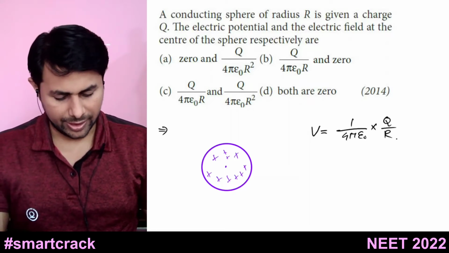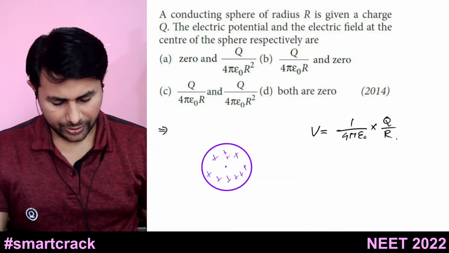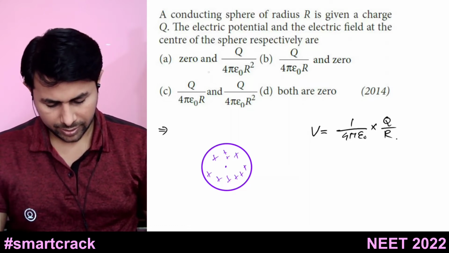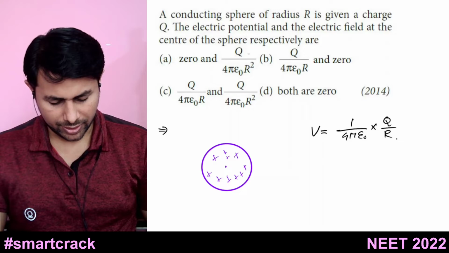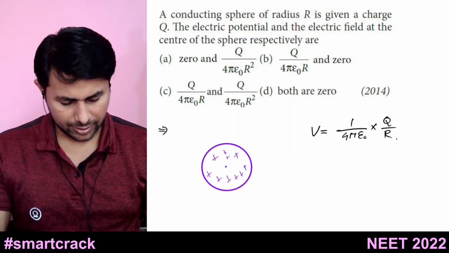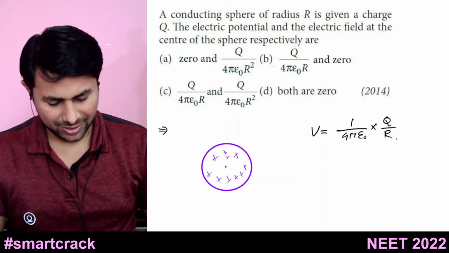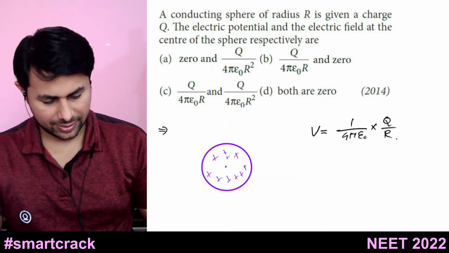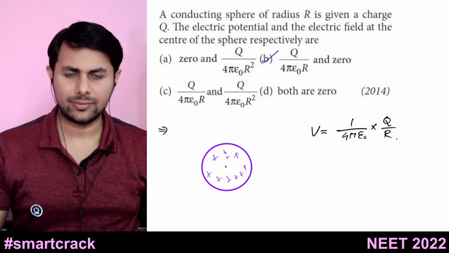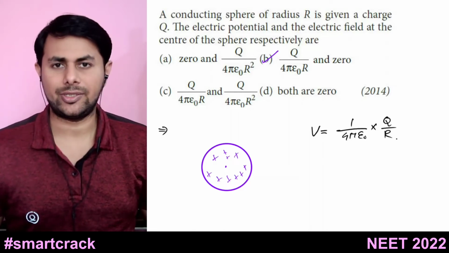So electric field is 0 and potential is 1 over 4 pi epsilon naught q over r. So first is electric potential, second is electric field. So option B is the answer. All right, very simple, very straightforward.